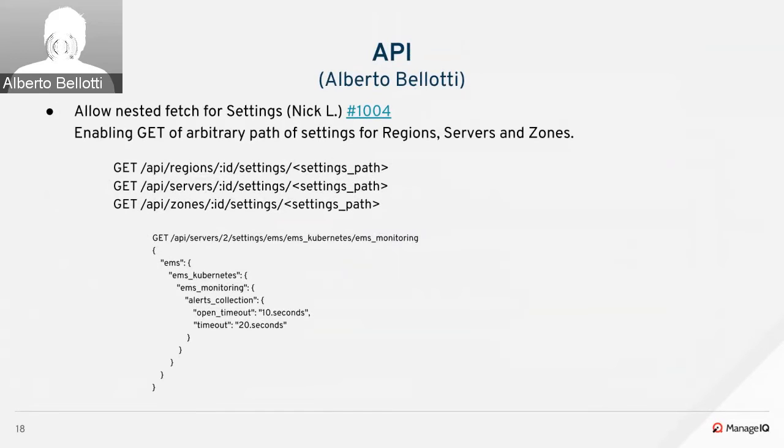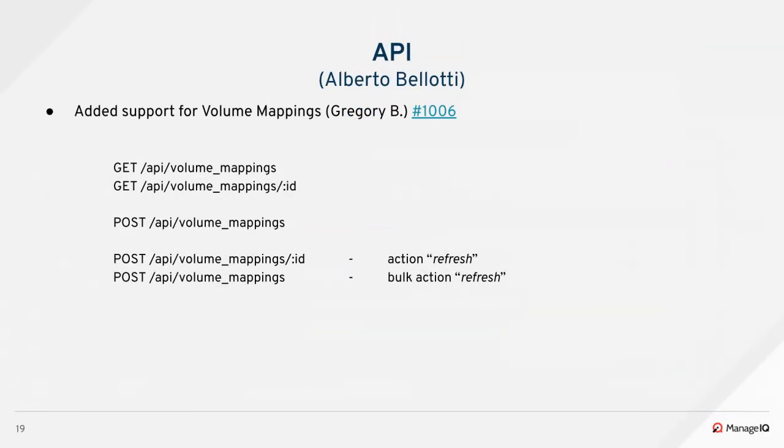Okay, Nick enhanced the querying of the settings, where we now support the arbitrary path on an individual region, server, or zone endpoint. Showing here the signatures as well as an example, for example, getting API servers to settings, and then you can specify the path of the settings that you're interested in, and showing you how that's being returned from the top level down for that. Next slide, please.